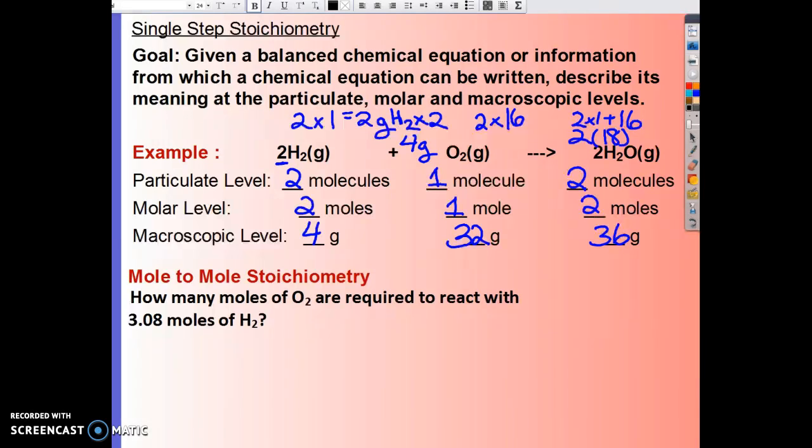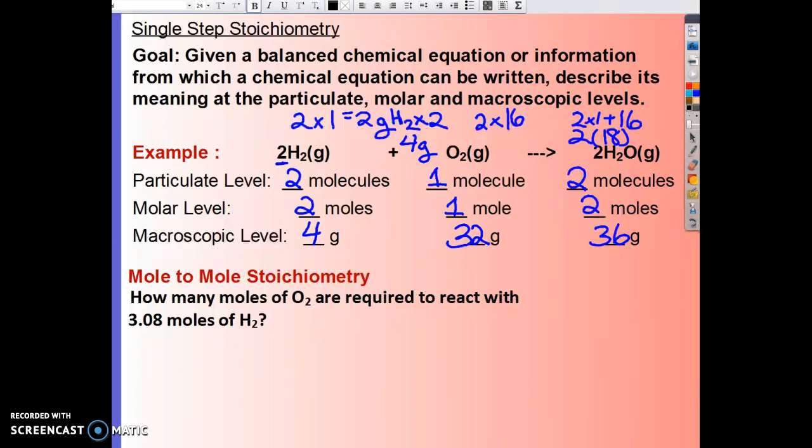So, the first thing is to make sure that your question is asking you to find moles of one thing in a reaction from moles of another thing in a reaction. So if we look where it says mole-to-mole stoichiometry, this question says how many moles of oxygen gas are required to react with 3.08 moles of hydrogen gas. So these are two separate things in a reaction, and the unit for both is moles. So we can easily take the moles from our table to do this calculation.